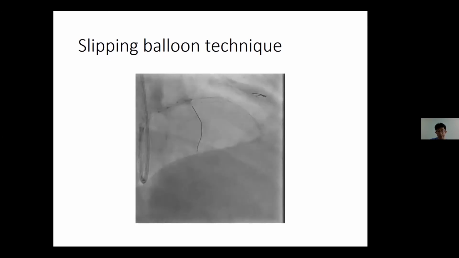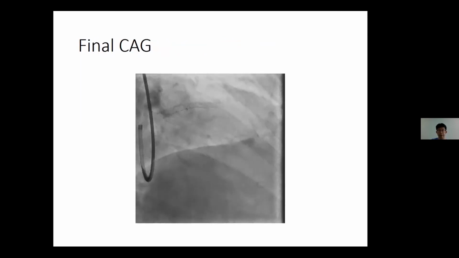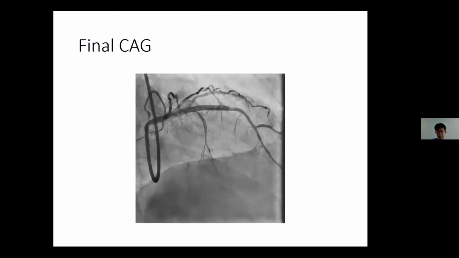3.5 balloon dilatation at the LAD, then deflation of the 3.5 balloon, and immediately the 2.0 balloon is delivered. This is the slipping balloon technique here. And then KBT, septal and LAD. This is the final CAG.